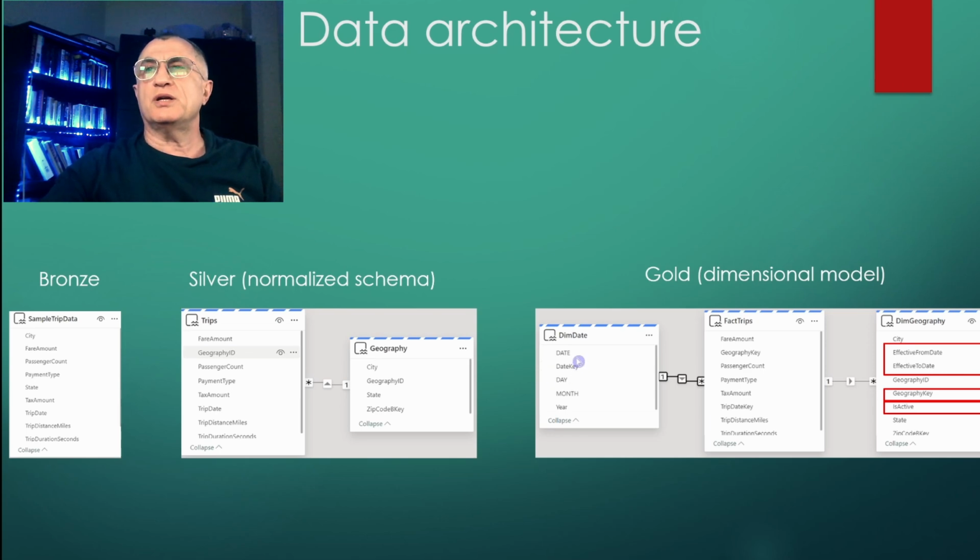Finally, we'll move our data to the gold zone, where we'll have a dimensional model by Kimball. So we will generate a date time dimension, and we'll generate a type 2 SCD dimension for geography data. This kind of dimension requires extra metadata columns like surrogate keys, as well as row lifespan columns like effective from, effective to dates.